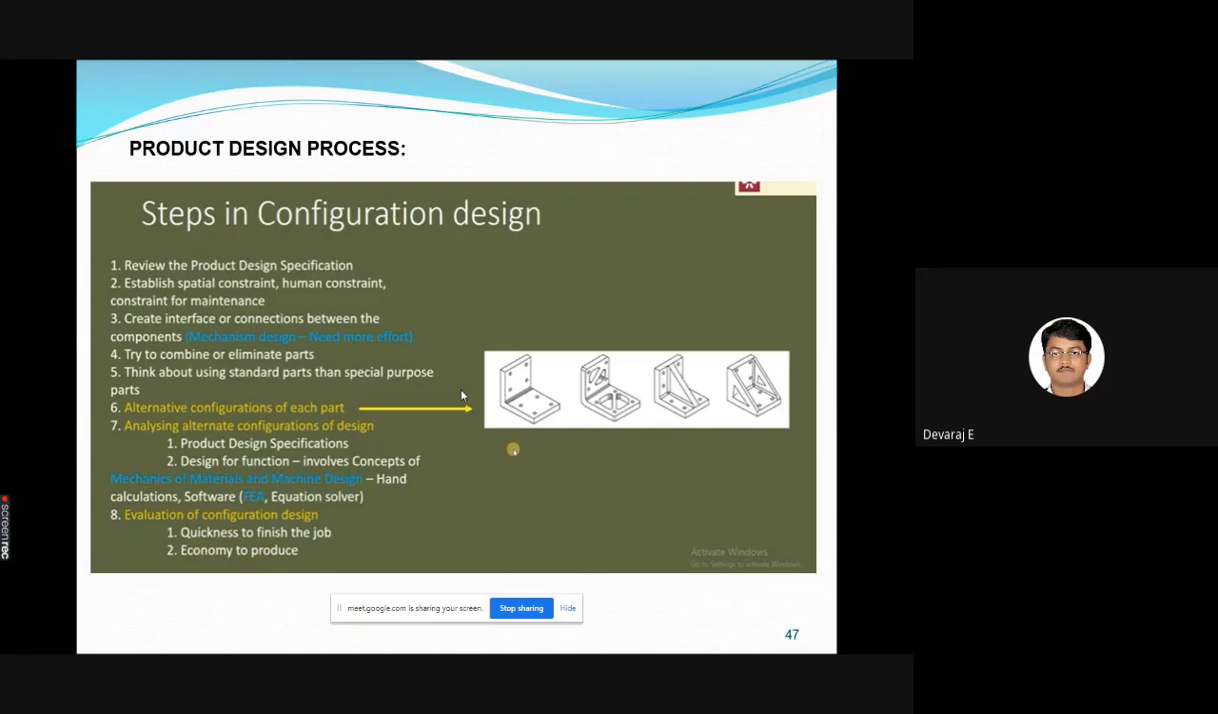Second, you can see establish the spatial constraints and human constraints for maintenance. What is this? What is the second one? The second point tells us what? Anyone?